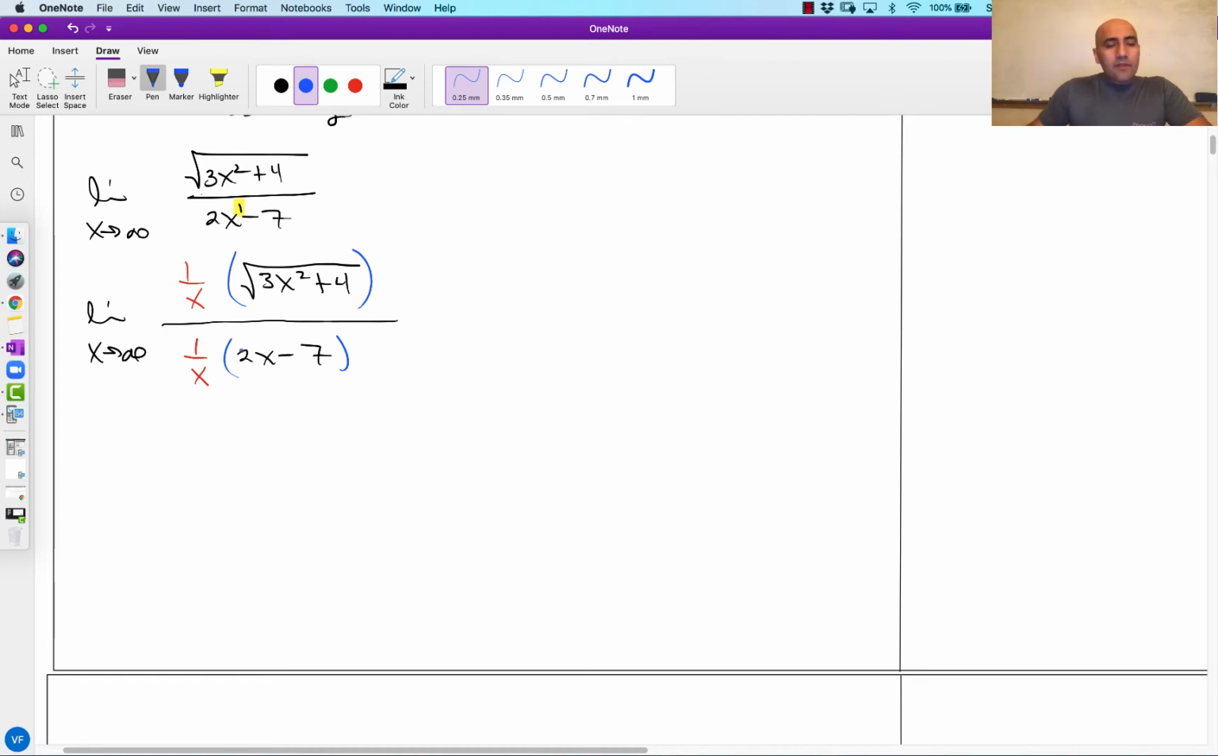Okay, so the denominator is going to be easy to distribute. This multiplies by that, and this multiplies by that, no problem. But here we have a little issue because we can't just bring in the 1 over x inside the square root. It doesn't work that way.